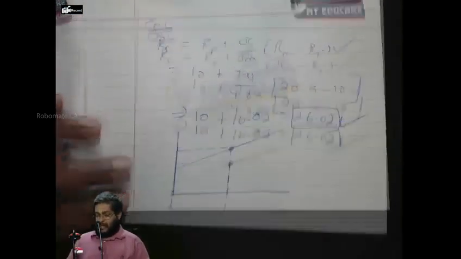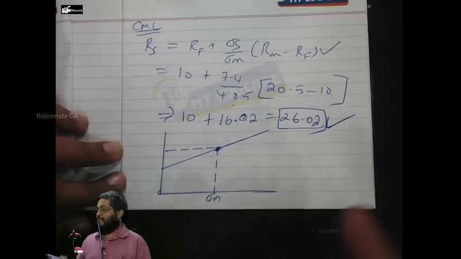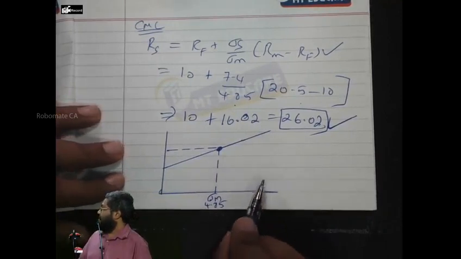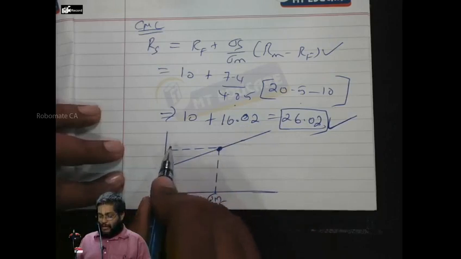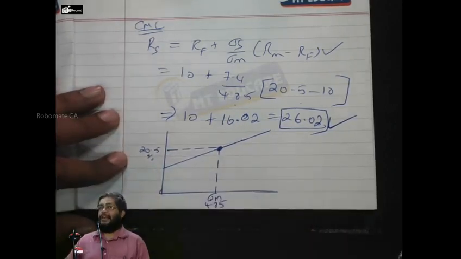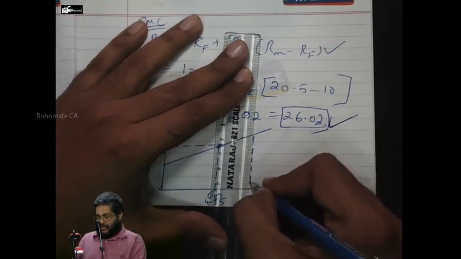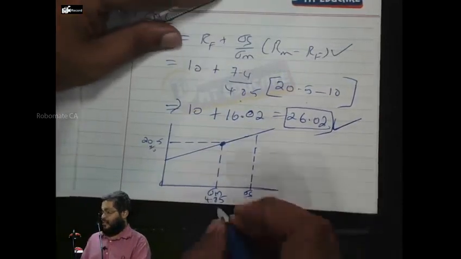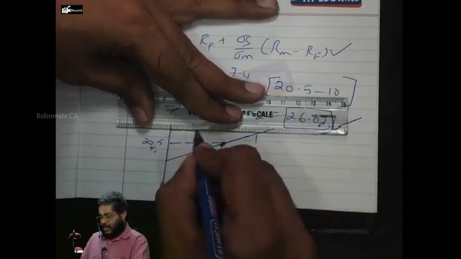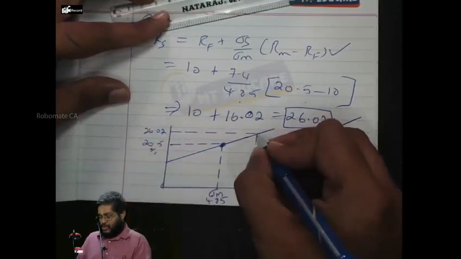If you are all alert, tell me what I should write here. Sigma M. What is the standard deviation of the market? Look at the workbook. Sigma M is 4.85. For this 4.85 risk, the market gives a return of 20.5%. But for my security, I have a different standard deviation. What is the standard deviation of my security? Sigma S is 7.4%. Now tell me the required return as per the CML. It is 26.02. The required return should be 26.02.